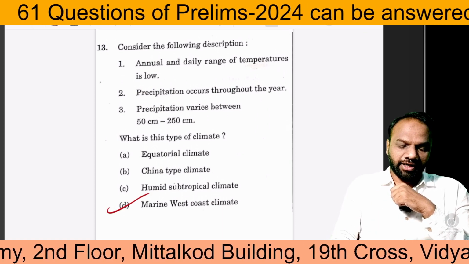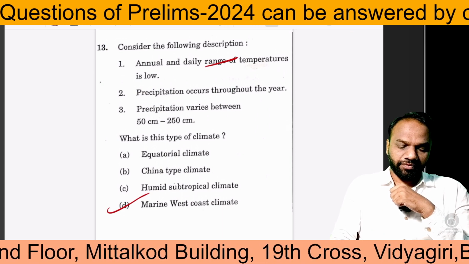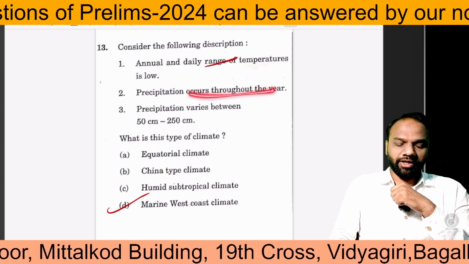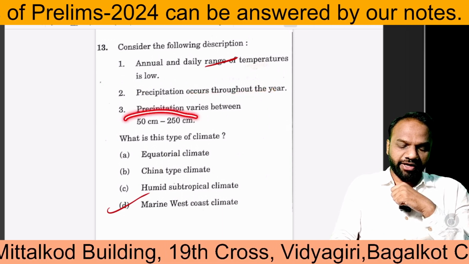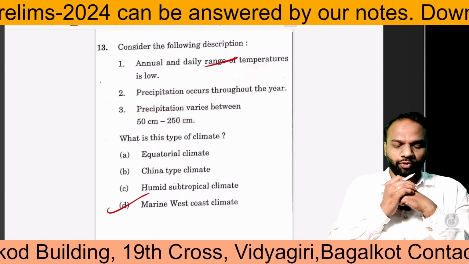So here the annual and daily range of temperatures is low. Precipitation occurs throughout the year, and precipitation varies from 50 centimeter to 250 centimeter.